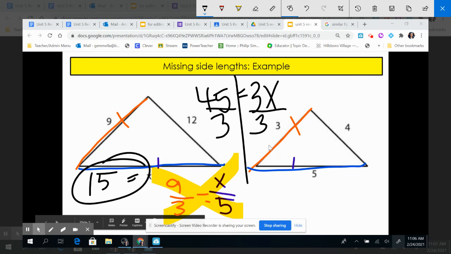All right, and then for the last section about scale drawings, you can refer to the other video that I've attached to today's assignment.